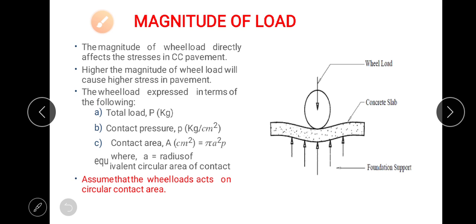Wheel load, this we have already covered. Magnitude of the load, P kg. Contact pressure, kg per centimeter squared. Contact area, depending upon the radius of the circular plate, which is assumed, since the load is transferred from the top of the pavement. Assume that wheel loads act on a circular contact area.